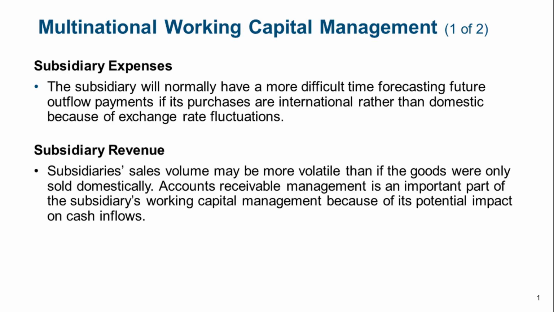Now let's turn our attention to working capital management. Subsidiaries face more uncertainty when their purchases are international because of fluctuating exchange rates. Similarly, their sales and accounts receivable can be more volatile than if they operated domestically.